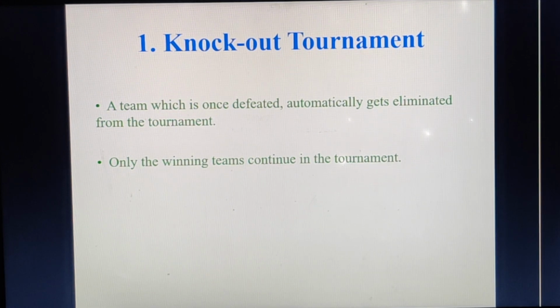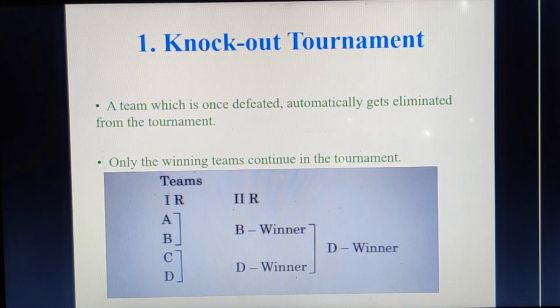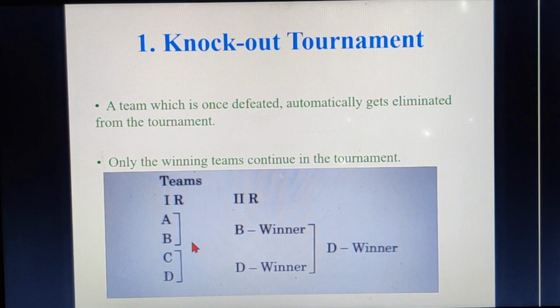Let me explain this to you with the help of a picture. I'm sure many of you have played or watched the inter-house tournament in your school. In case you haven't, let's just watch this. Suppose there are 4 houses, A, B, C, D. R over here means round. So this is the first round and this is the second round. If house A and house B have a match, whoever wins, suppose B house won the match, they move to the next round. And whoever loses the match does not get another opportunity to play. So house A gets eliminated.